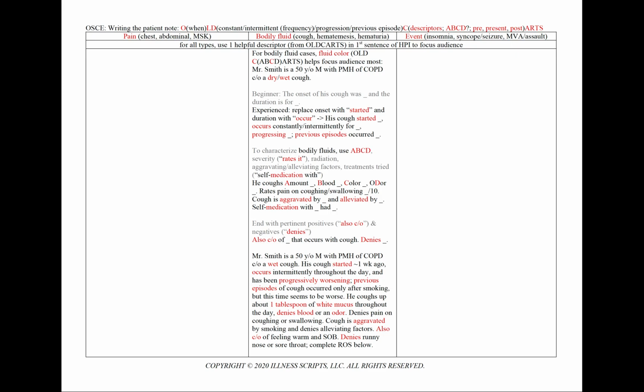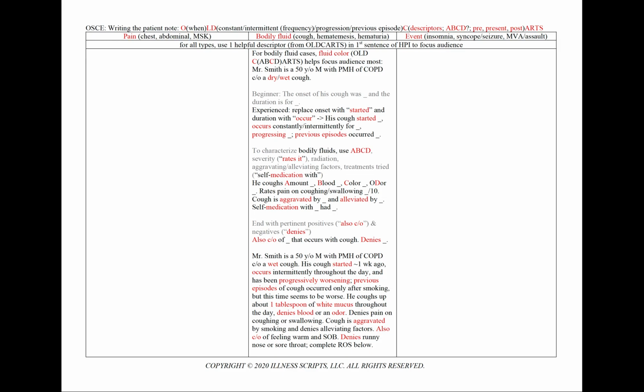Okay, so we got down the basic onset and duration, the same as a pain case, and now since it's a bodily fluid, we're going to dive right into A, B, C, and D. So he's coughing up about 1 tablespoon, the amount, of white mucus, that's the color, and he's denying blood or an odor. So again, just as important as writing the positives, instead of saying there is blood, there is an odor, even if it's a negative, it's just as important to write down those denials. And of course, it's a good idea as well to ask if he's having any pain on coughing or any pain on swallowing.